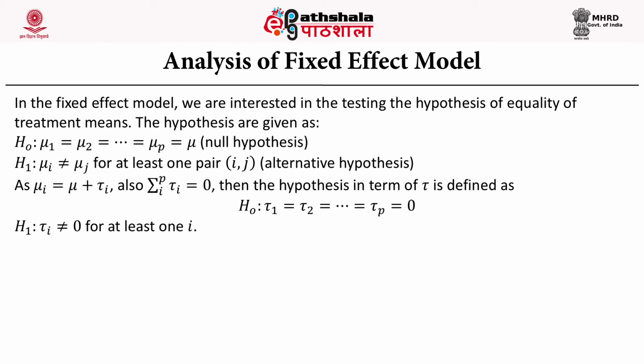Then the hypothesis in terms of tau is defined as H naught: tau 1 equals tau 2 equals tau p equals 0, and the alternative is tau i is not equal to 0 for at least one i.